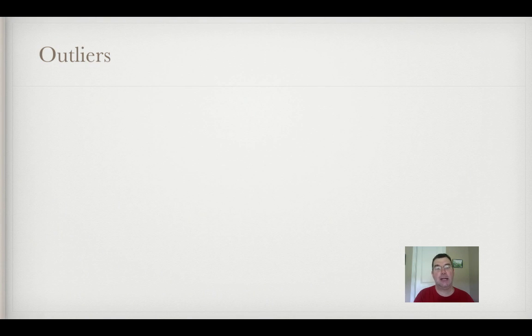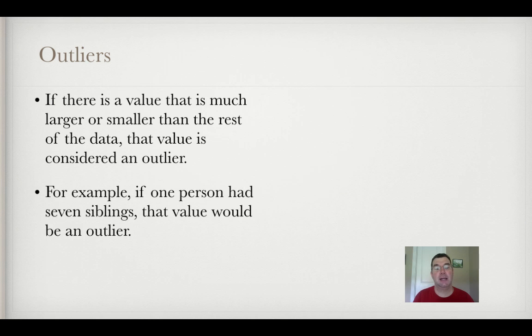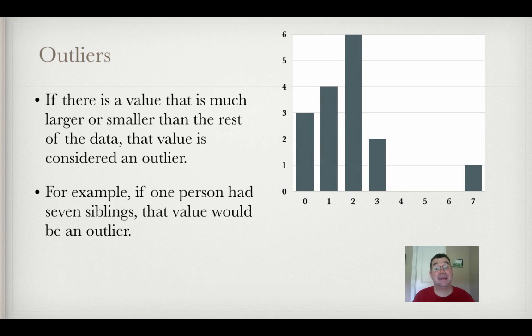Let's talk about outliers. If there is a value that's much larger or much smaller than the rest of the data, then that value is considered an outlier. And for example, if we had one person who had, say, 7 siblings, that would be way outside of the other people that I asked. So that would be considered an outlier.